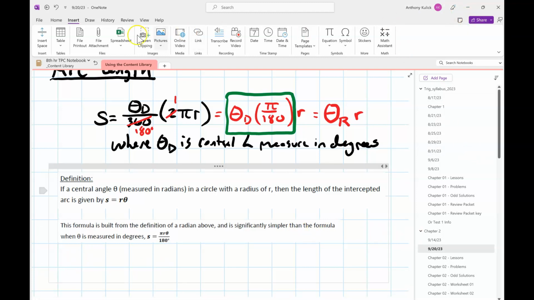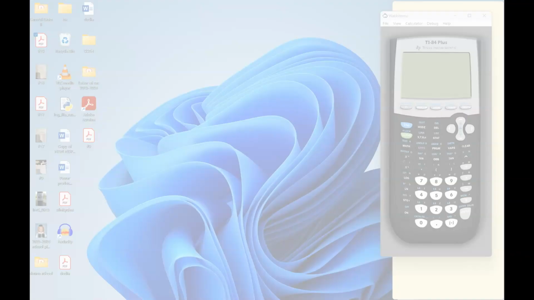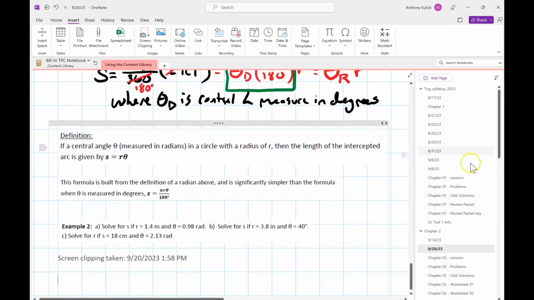Just reminds me. Let's practice using this formula now. So we practiced doing conversions between radians and degrees. Now let's practice calculating some arc lengths.